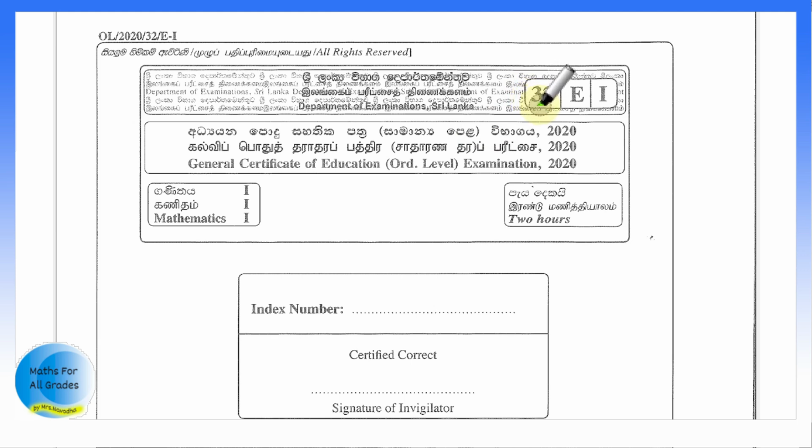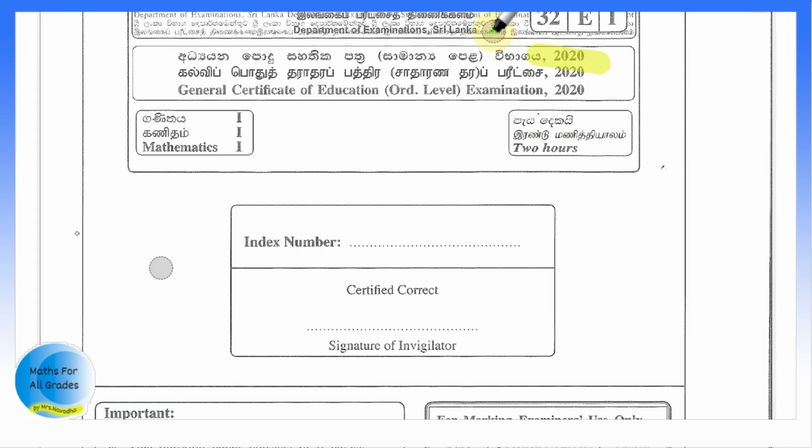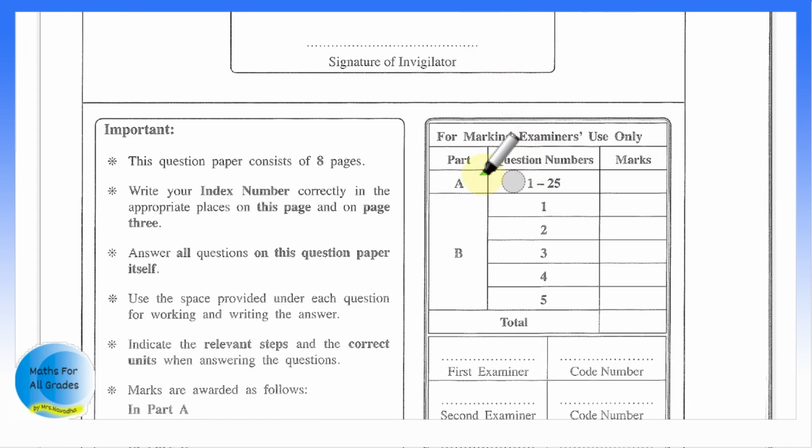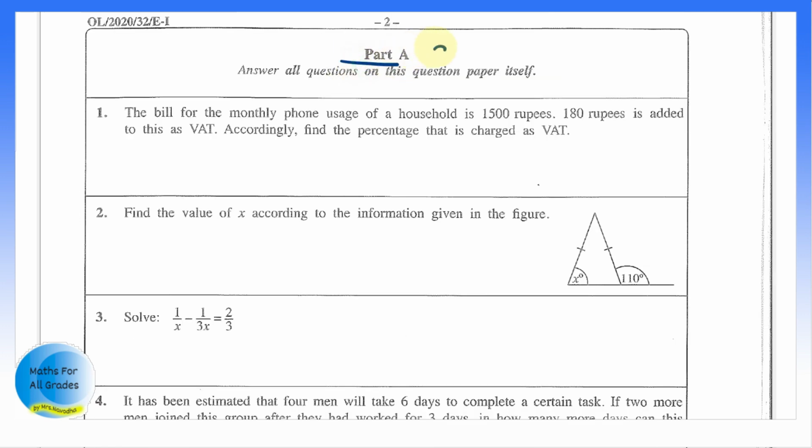I'm Mrs. Navodha. Today I'm going to discuss the 2020 O-level maths paper. In this video, you will get answers with explanations for part A. I'll do another video for part B. So let's get started. In part A, there are 25 questions and each question gets 2 marks. So in total, you can earn 50 marks at maximum.